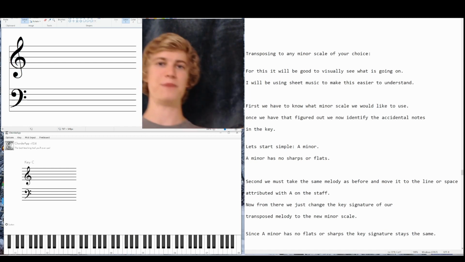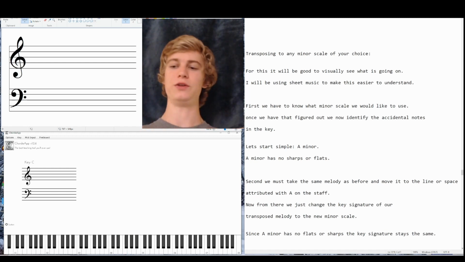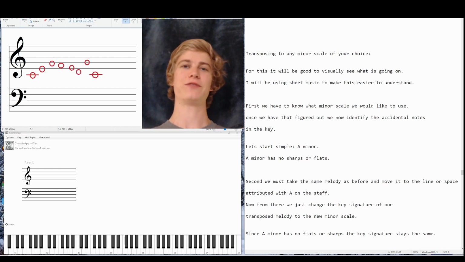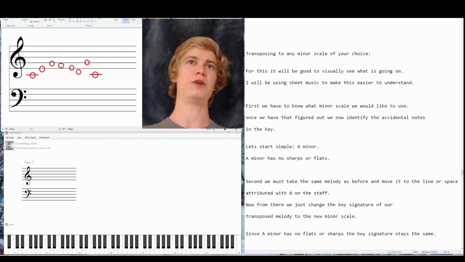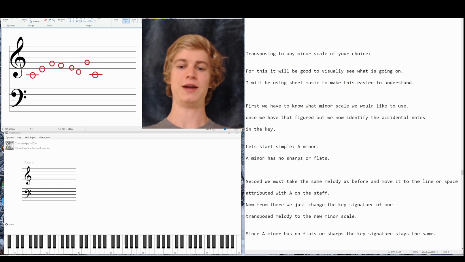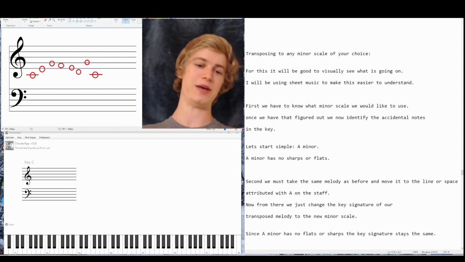Okay, so let's write that melody down on the staff. I'm going to use the treble clef. Okay, so now we have those notes written on the staff, and you might be thinking right now, well, I already talked about transposing from C major to A minor. Well, the thing is, I'm showing you any minor, and I'm just showing you the easiest one first, so that happens to be C major to A minor.